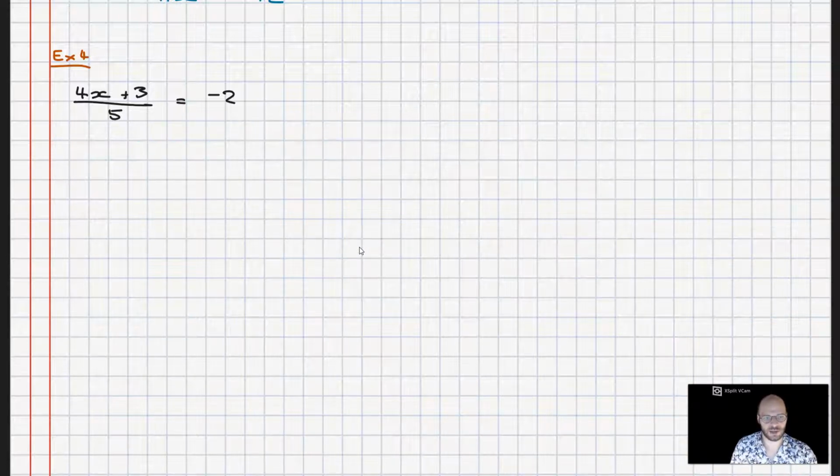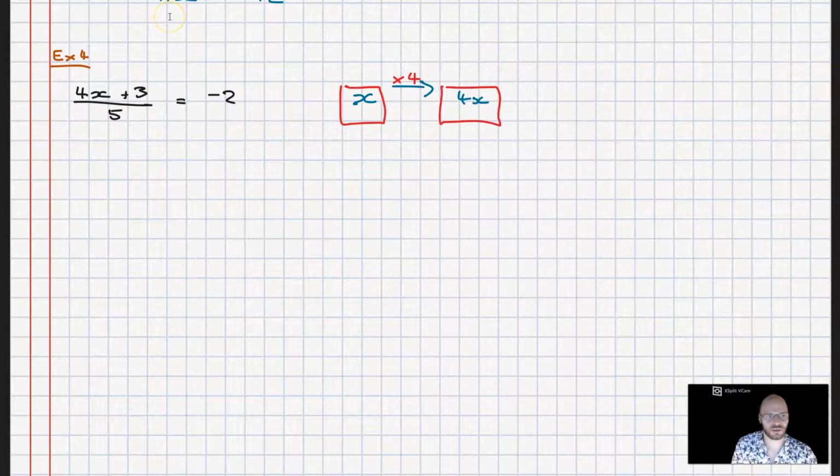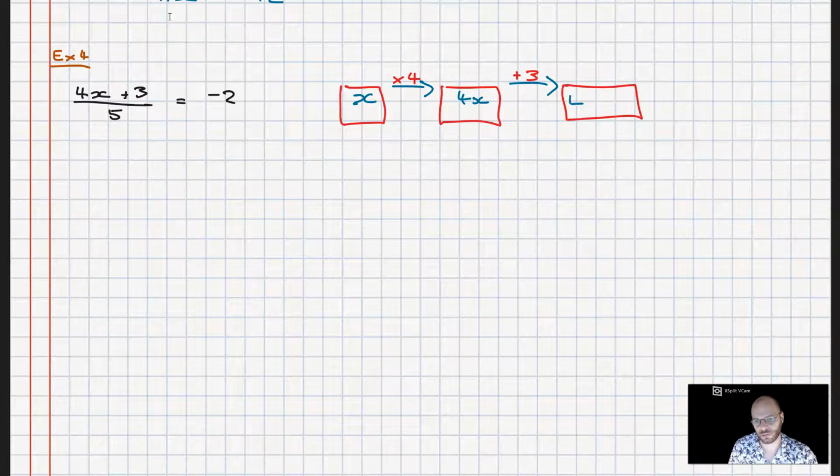Now the way in which we go about this is using our left hand side expression here of 4x plus 3 all divided by 5. We want to deconstruct this to build a flowchart showing us what we need to do to reverse or unwind this equation. I'm going to start off with x as always, and we ask ourselves what's the first thing we do to x, and we're going to times it by 4. That gives us 4x. Now, what's the next step? Well, we're going to add 3, and that will give us 4x plus 3.